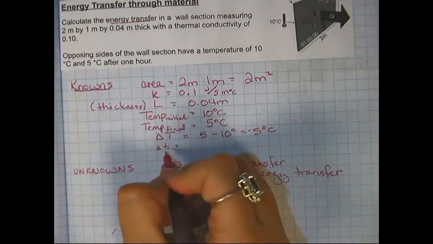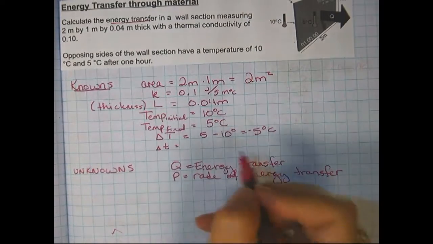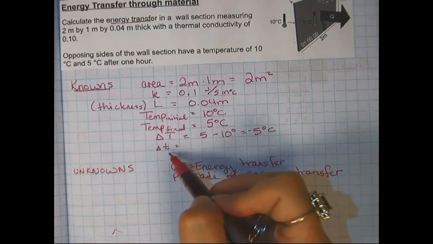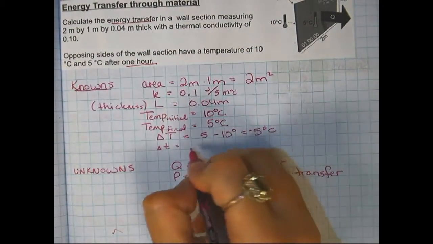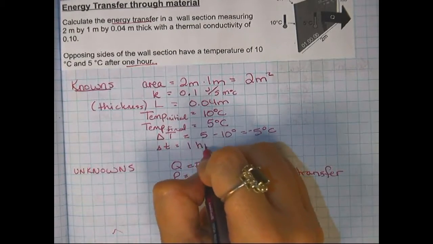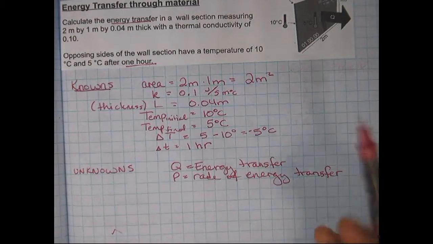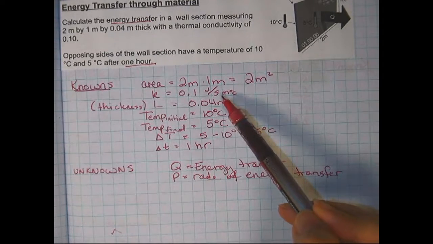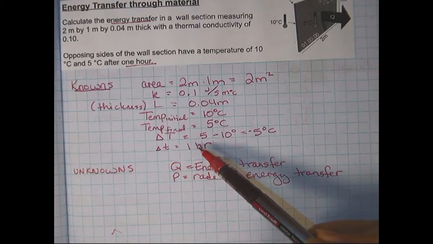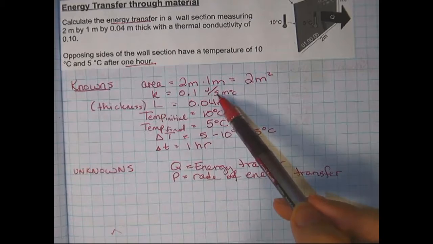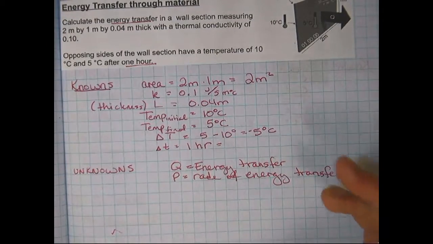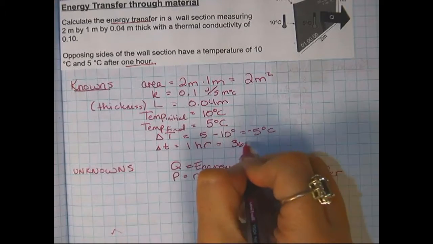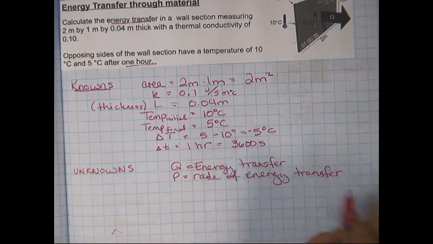And then we have little t, delta t. Remember, big T is temp, little t is time. So what is our time rate here? It says 1 hour. Now, this unit is in seconds, so we need to convert this over to seconds because this constant was given in seconds. So you're going to need to make that conversion, and it happens to be 3,600 seconds.